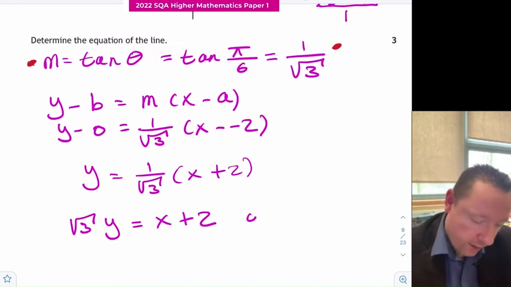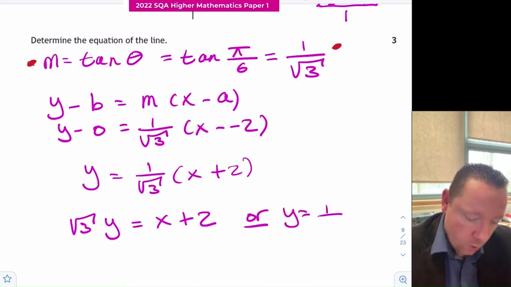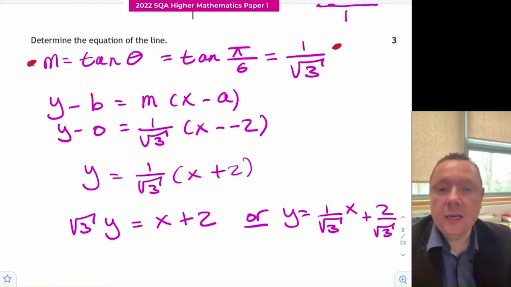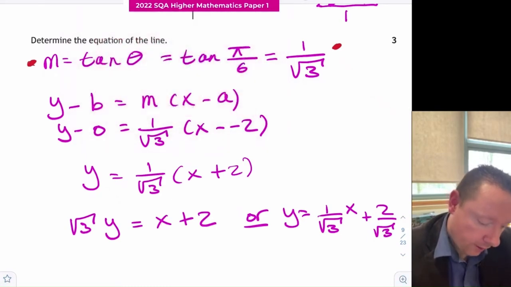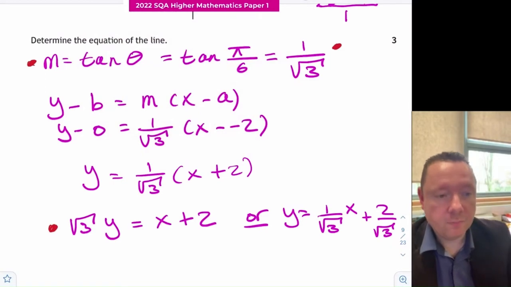Or if you prefer, if you had multiplied out the bracket, y equals 1 over root 3 times x, or x over root 3 plus 2 over root 3 would also be an acceptable answer. So there is our final mark at this point here, or alternatively there.